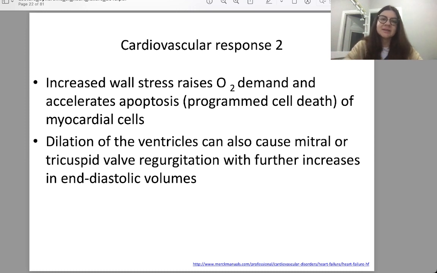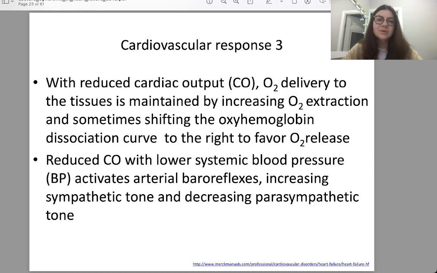Increased wall stress raises oxygen demand and accelerates apoptosis, programmed cell death of myocardial cells. Dilation of the ventricles can also cause mitral or tricuspid valve regurgitation with further increases of end-diastolic volumes. With reduced cardiac output, oxygen delivery to the tissues is maintained by increasing oxygen extraction and sometimes shifting the oxyhemoglobin dissociation curve to the right to favor oxygen release.